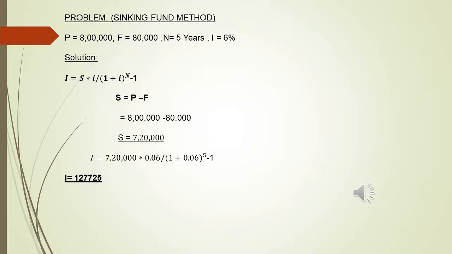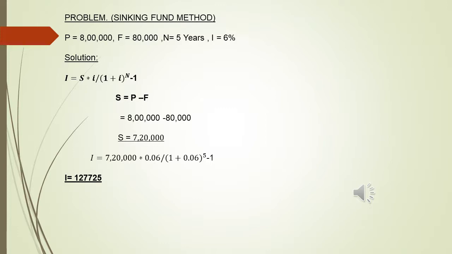Let's solve this problem. P is given as 8 lakhs. F is given as 80,000. N is given as 5 years. I is given as 6%. Let's solve this. Through the formula we have S into i divided by (1 plus i) to the power of n minus 1, where S is P minus F.